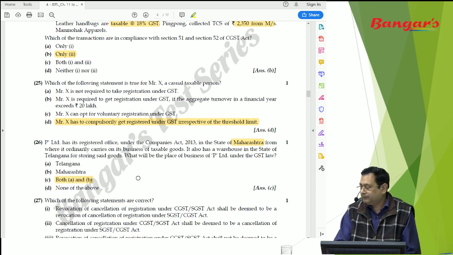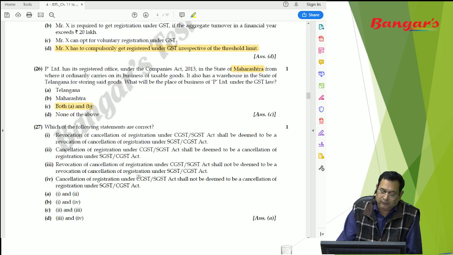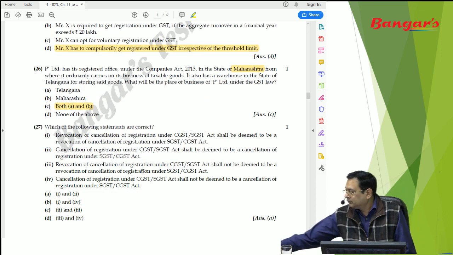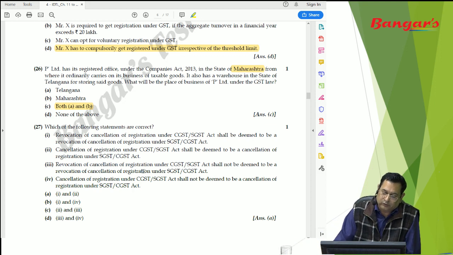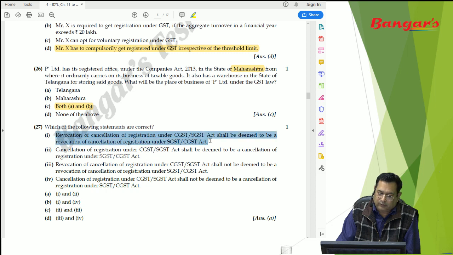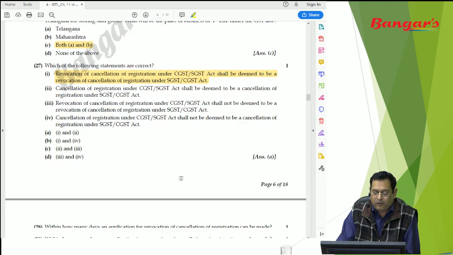The answer will be C. And which of the following statements are correct? Revocation of cancellation of registration under the CGST Act and SGST Act shall be deemed to be revocation of cancellation under the SGST and CGST Act. So this statement is correct basically. Others are not correct.